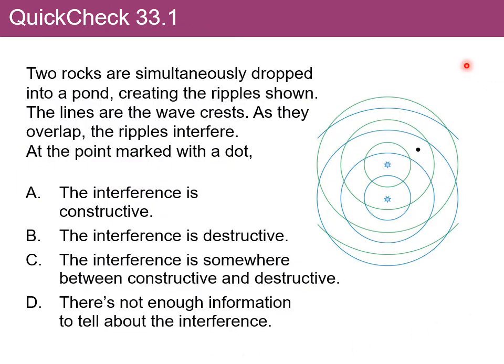As a brief reminder about interference, if two rocks are simultaneously dropped into a pond, creating the ripples shown, the lines are the wave crests. As they overlap, the ripples interfere. At the point marked with a dot, is the interference constructive, destructive, somewhere between constructive and destructive, or is there not enough information to make any claims about interference?